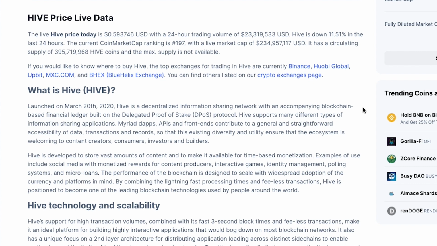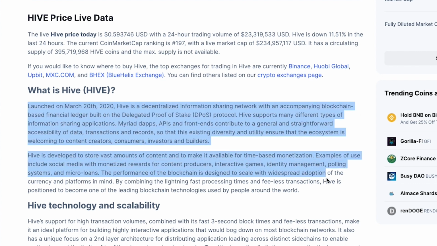So what is Hive? Launched on March 20th, 2020, Hive is a decentralized information sharing network with an accompanying blockchain-based financial ledger built on the delegated proof-of-stake protocol. Hive supports many different types of information sharing applications. Myriad dApps, APIs, and front ends contribute to a general and straightforward accessibility of data, transactions, and records, so that this existing diversity and utility ensure that the ecosystem is welcoming to content creators, consumers, investors, and builders.